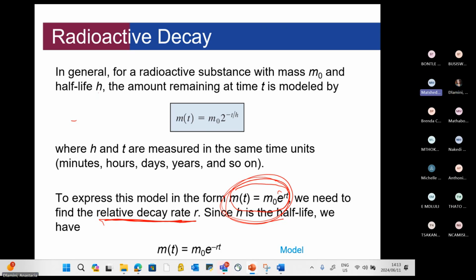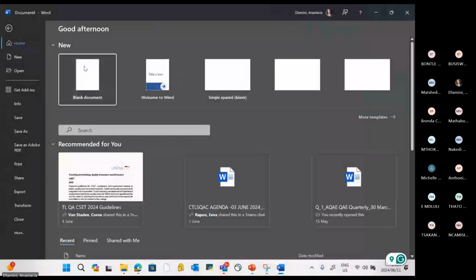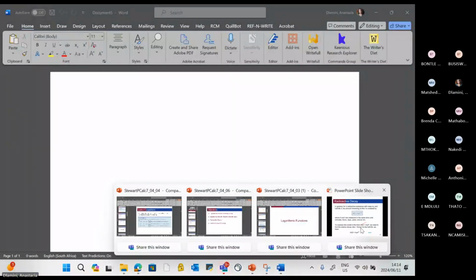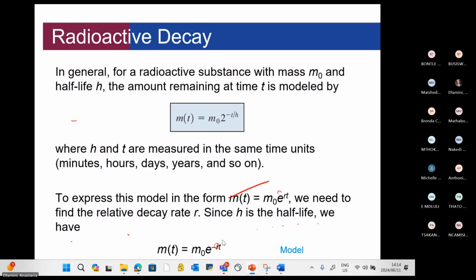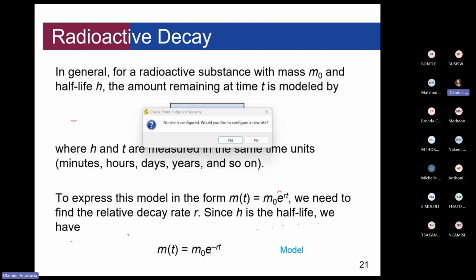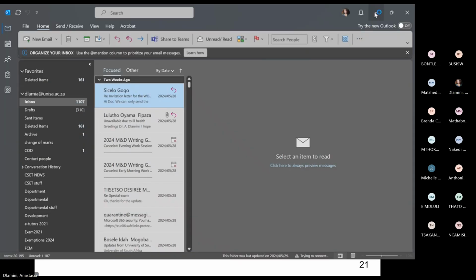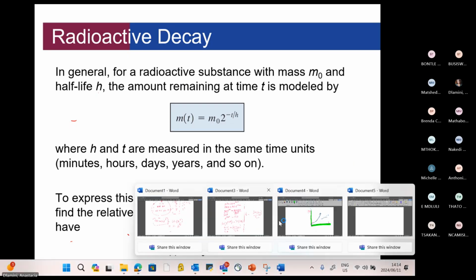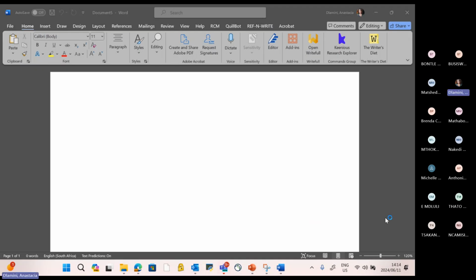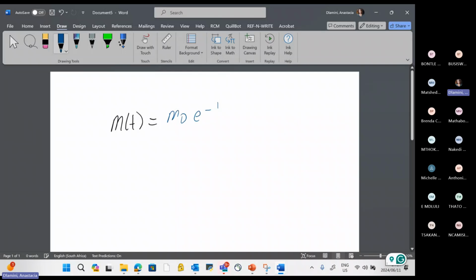We are together, ma'am. Thank you. So now they say, since h is a half-life, we have to find r, our relative decay. So it means that it will be expressed in terms of what? In terms of h. So this is how they did it. Okay, let me explain it on the side. So they say that we have the model: m(t) is equal to m0 e^(-rt).